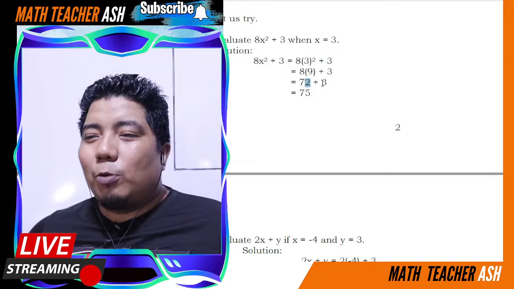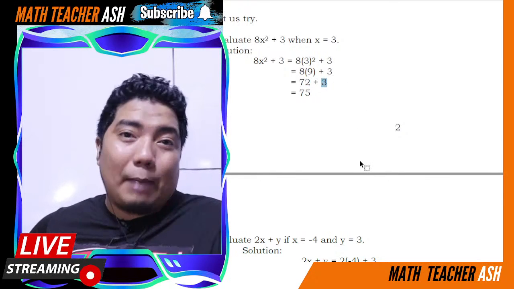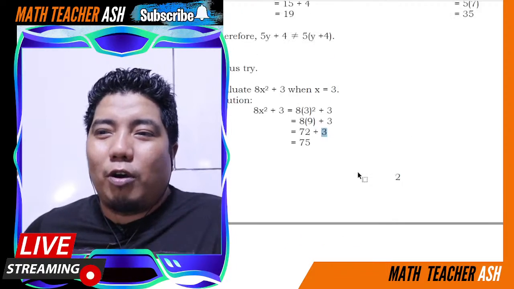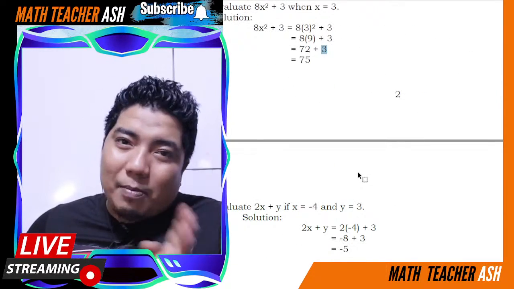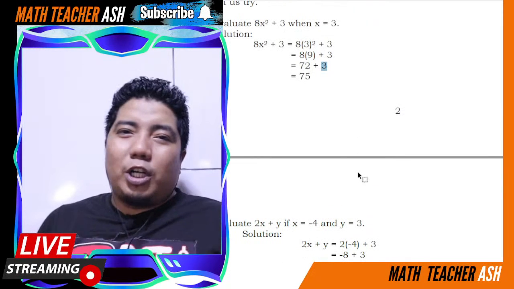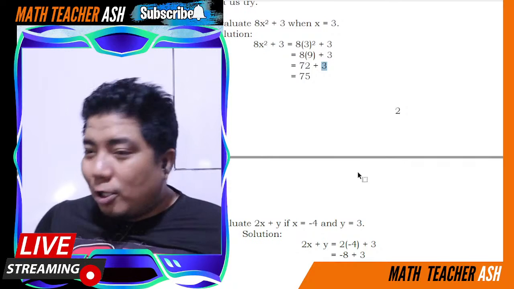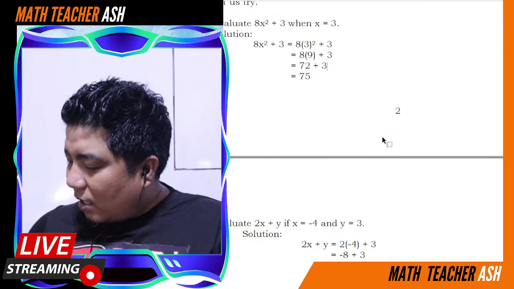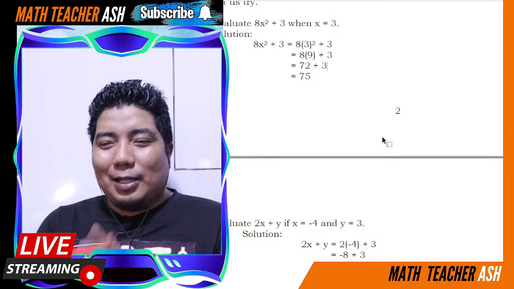Then 72 plus 3. My dear math learners, always follow the steps in the order of operations, because if you do not follow the steps, your answer will be wrong. So 72 plus 3 is 75. It's that easy, my dear math learners.